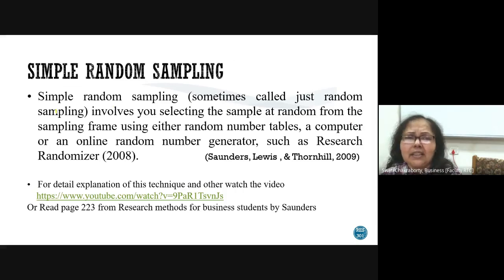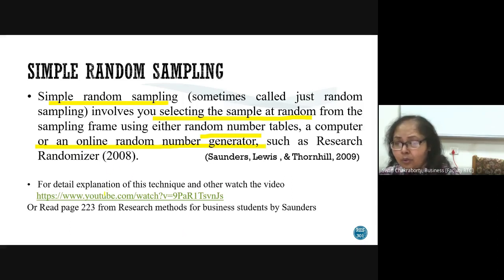Let's go into details. So what is simple random sampling? It's also sometimes called random sampling, which involves selecting the sample at random from the sampling frame using either random number tables or a computer or an online random number generator, such as Research Randomizer. Randomly you select it. To know more about this, you can watch the video link.